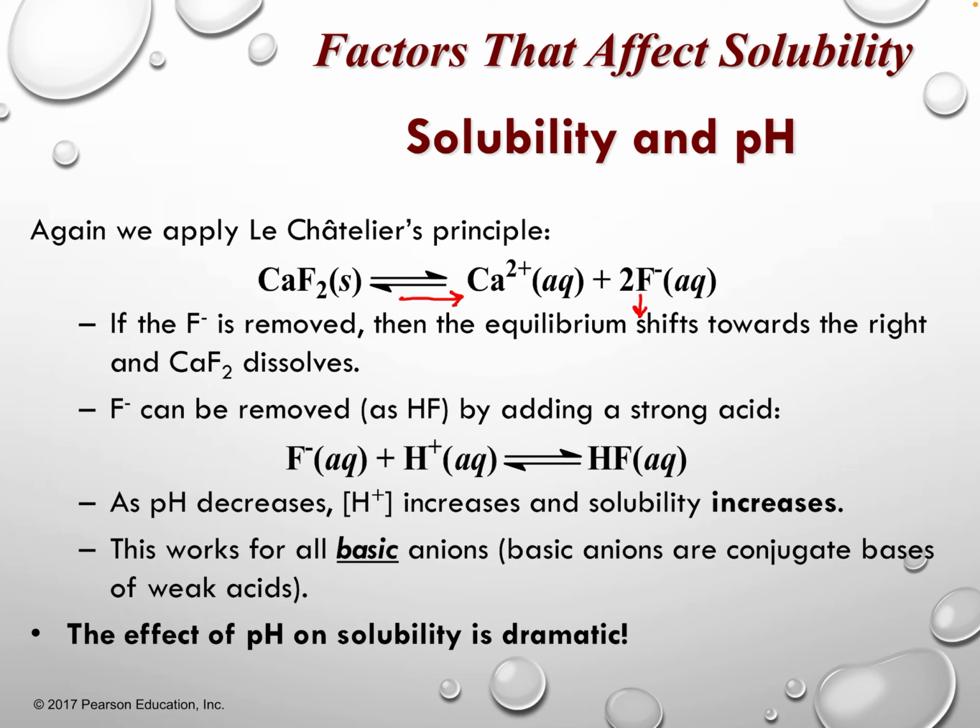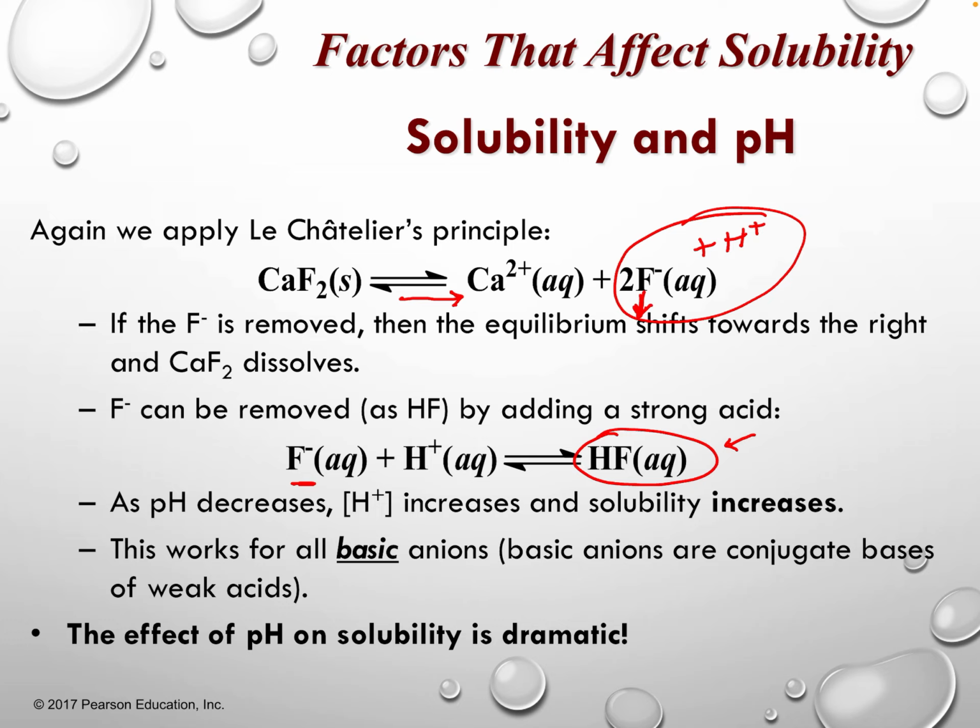If we add a strong acid, maybe hydrochloric acid or nitric acid, something that's going to completely dissociate and have H+ floating around by itself, if we put a bunch of H+ in there, it's going to react with our F- and produce HF. And so this actually causes our fluoride to be removed from solution because it's being removed as hydrofluoric acid. Our hydrofluoric acid has nothing to do with our solid, right? Except for the fact that it is decreasing the concentration of our fluoride. So as we add H+, that's going to remove our fluoride from solution.